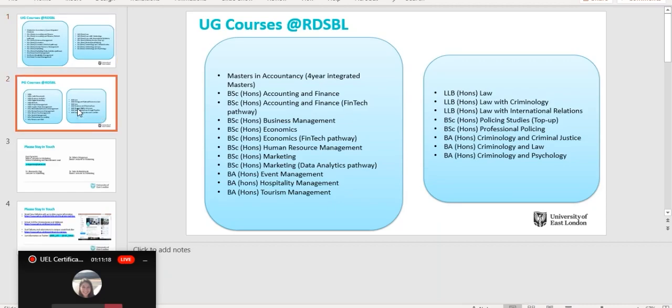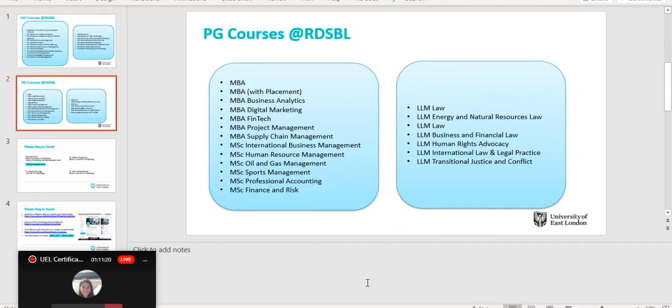As you know, we also have postgraduate programs. The MBA is our flagship program. On the MBA, we have a number of pathways that we have started in artificial intelligence, supply chain management, project management, and the MBA comes with a placement. Along with the MBA, our LLM program, which is like a master's in law program, also has a placement year, which is a compulsory placement where students are given an opportunity to work in a law firm. We have other MSc programs like International Business Management, Human Resource Management, and so on.